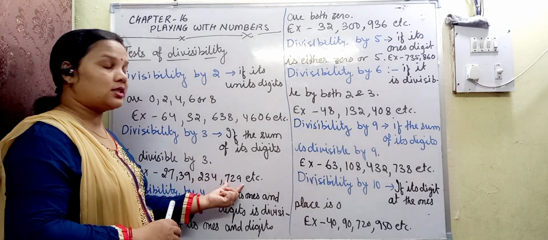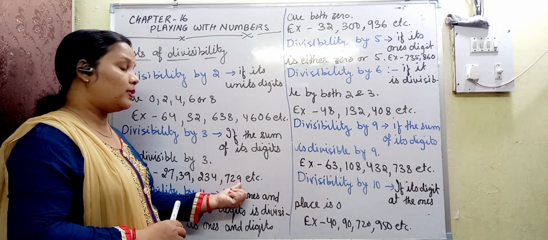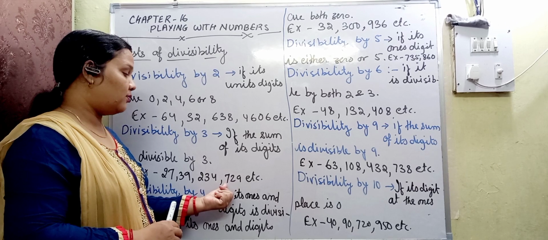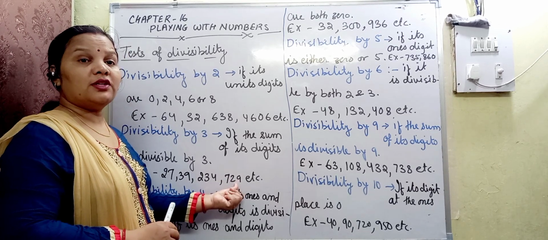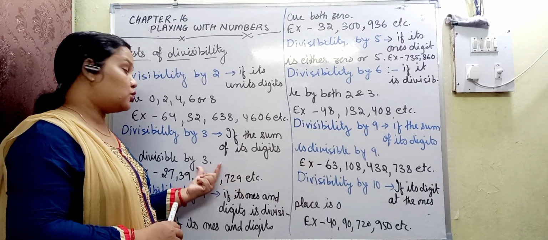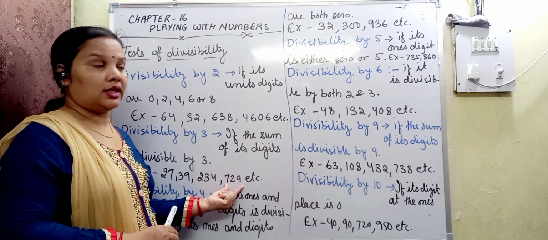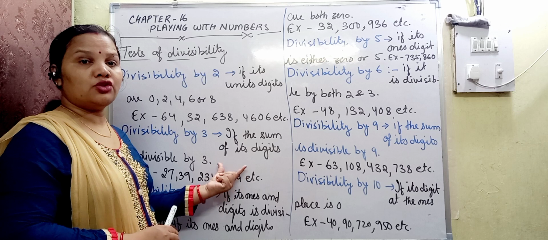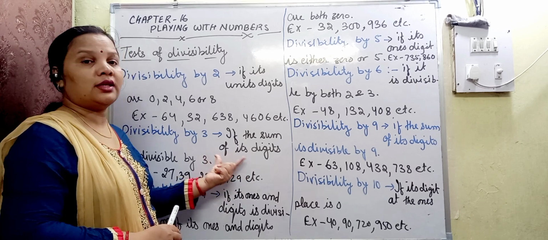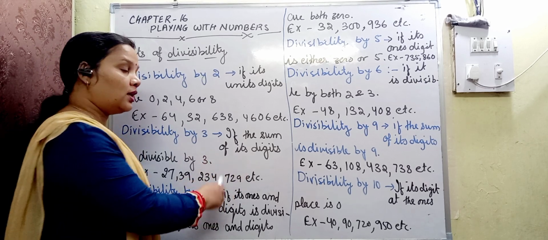Similarly, if I'm taking this 3-digit number, 729, if you add the digits, 7 plus 2 plus 9, which is 18. So 18 is also divisible by 3. It means that 729 is also divisible by 3. This is the method by which you can identify whether a given number is divisible by 3 or not.